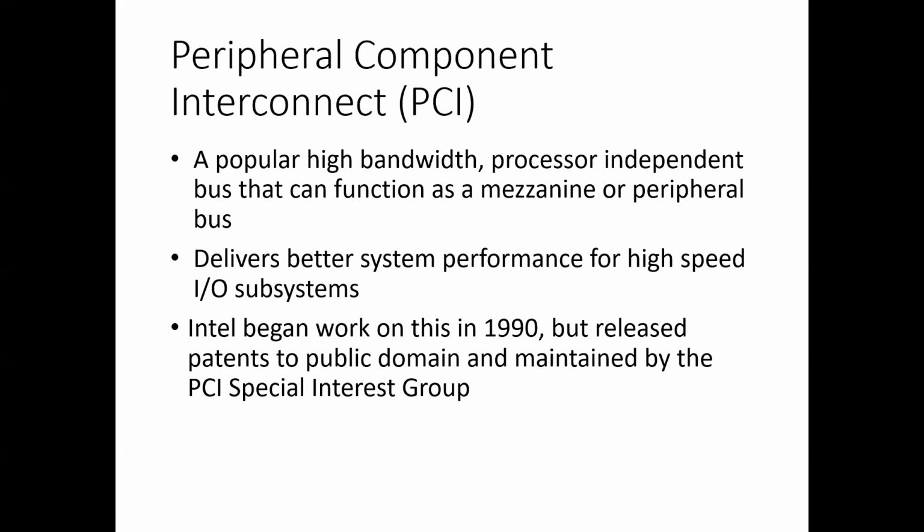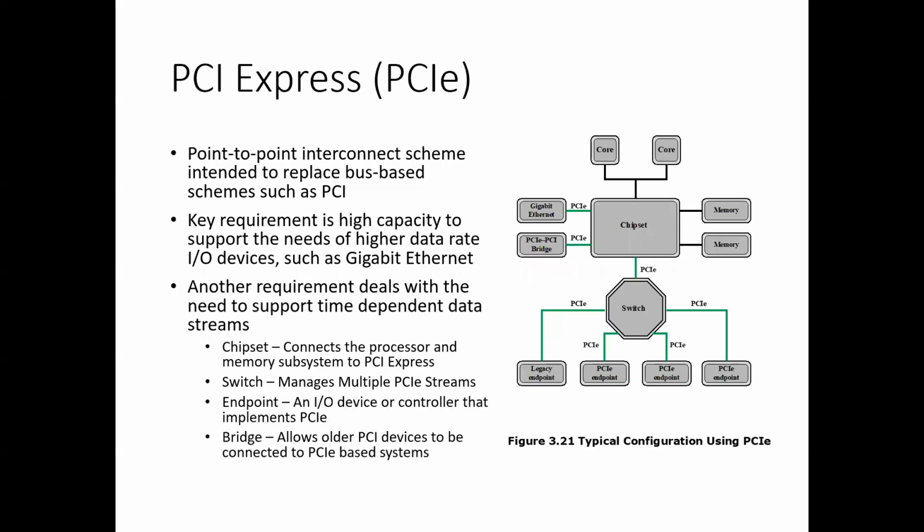So PCI Express is a point-to-point interconnect scheme intended to replace bus-based schemes such as PCI. The key requirements are high capacity to support the needs of higher data rate I/O devices, gigabit Ethernet, etc. So we definitely are achieving higher data rates with our devices. Another requirement deals with the need to support time-dependent data streams.